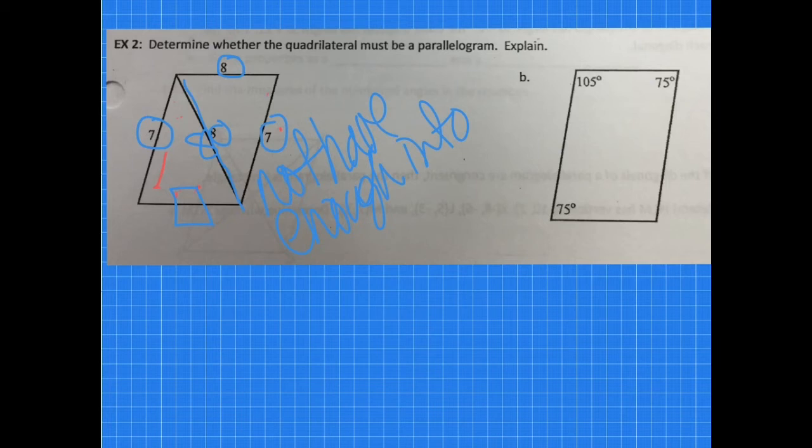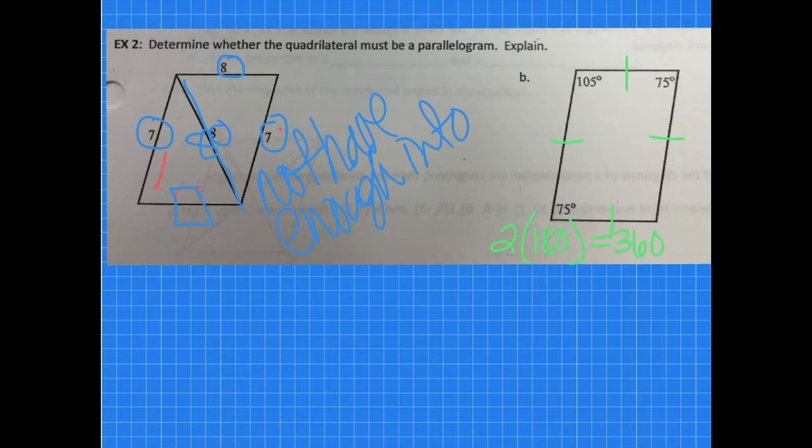All right, let's look at the second example, example 2B. Do we have enough information to prove that this must be a parallelogram? Well, we can do a couple of things. First of all, we know from our previous lesson that the sum of the interior angles must be the number of sides, 1, 2, 3, 4, minus 2 times 180. So n minus 2 is 2, times 180 equals 360. So we can go about this two ways.